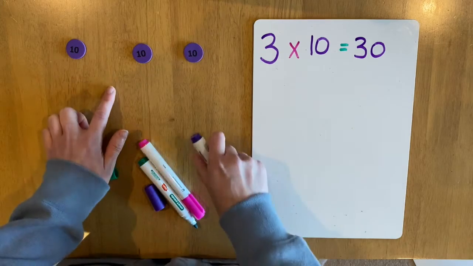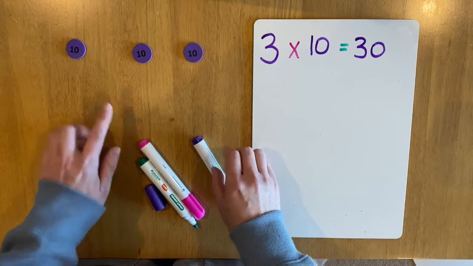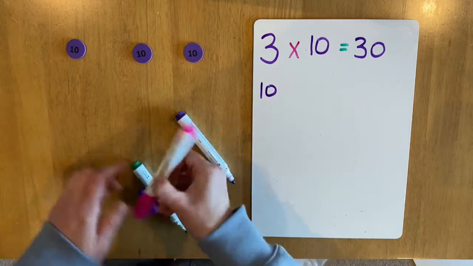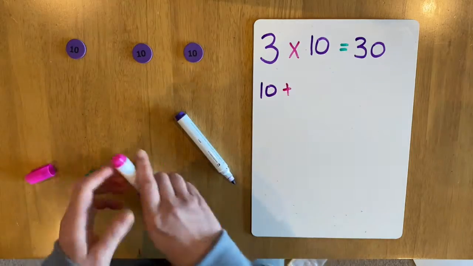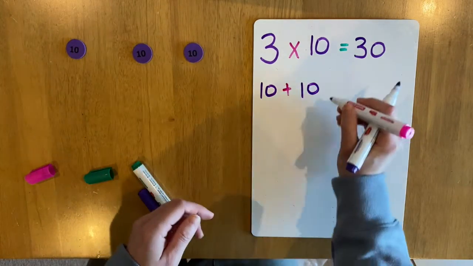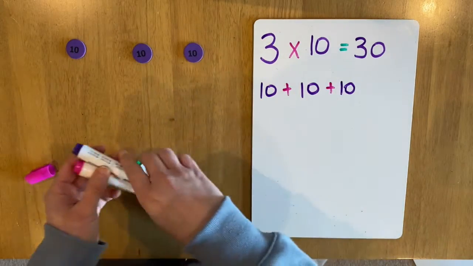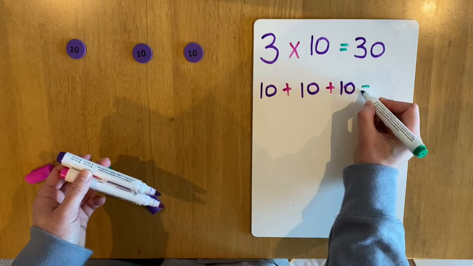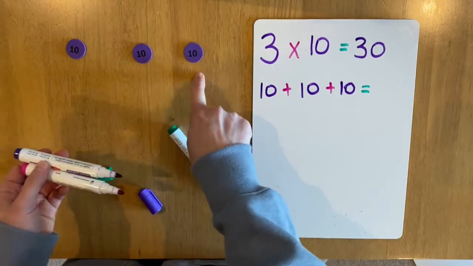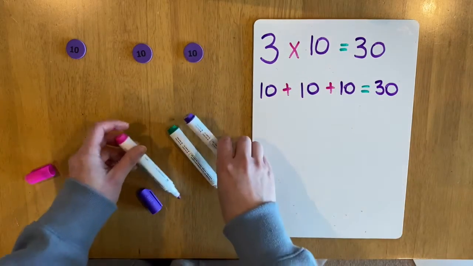How can we write this as a repeated addition number sentence? We've got 10, add 10, add 10, equals how many all together? We've got 10, 20, 30. 30 all together.